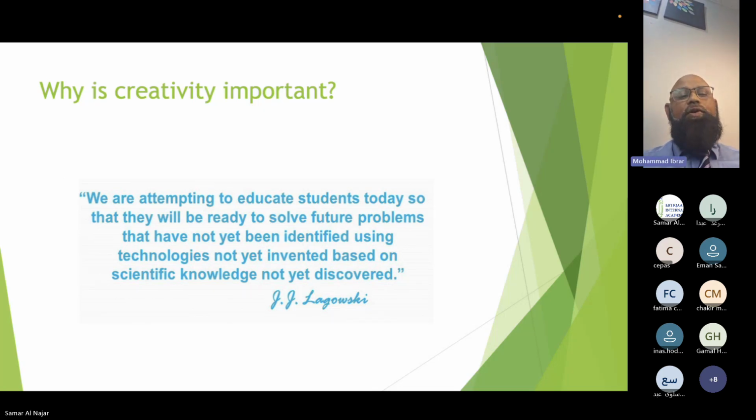Yeah, there's a beautiful quotation about creativity. We are attempting to educate students today so that they will be ready to solve future problems that have not yet been identified, using technologies not yet invented, based on scientific knowledge not yet discovered. So we need to equip our students with critical thinking so that they identify problems, think deeply about these problems, and then come up with solutions to fix them.